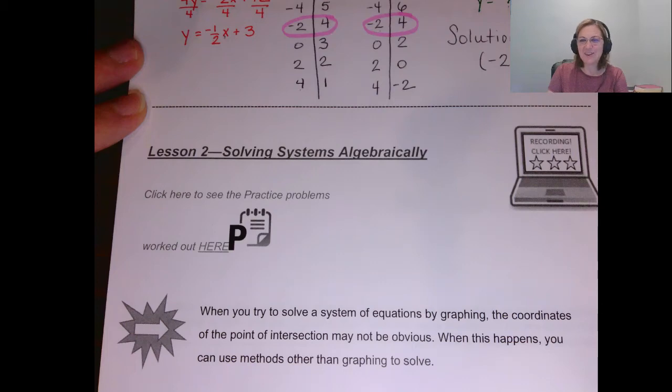Hi there. Thought we'd get started with lesson 2. This is from unit 4. We're working through the linear systems. And so today we're going to look at solving these systems algebraically.